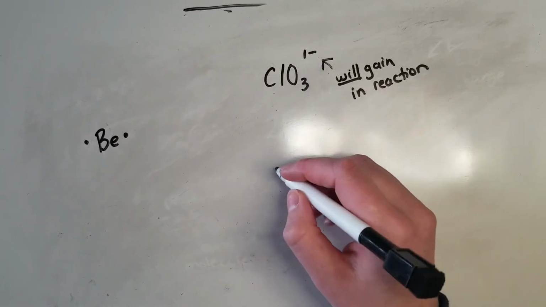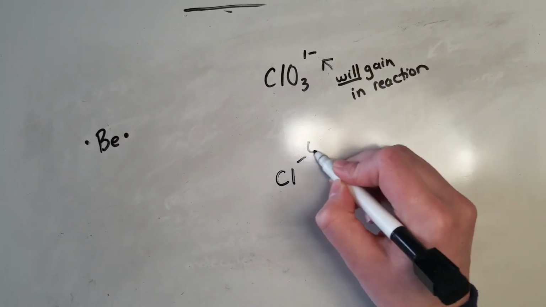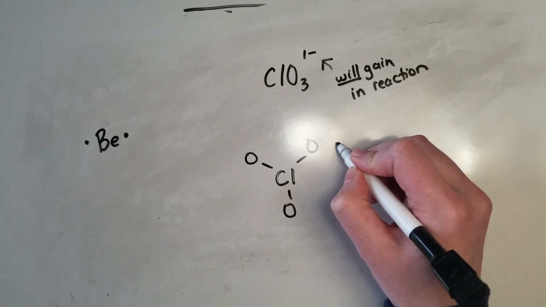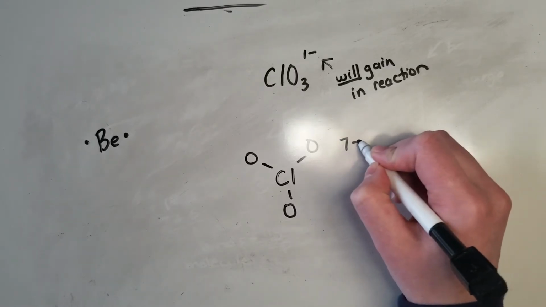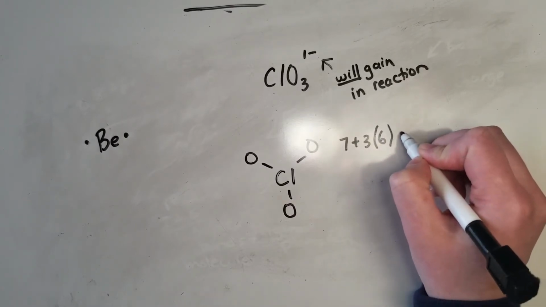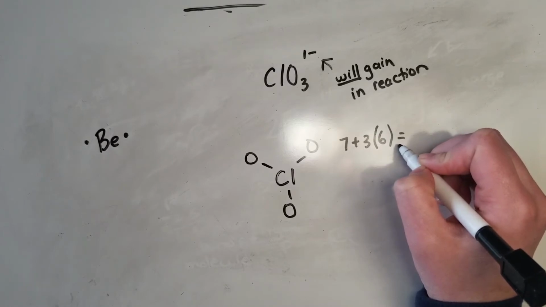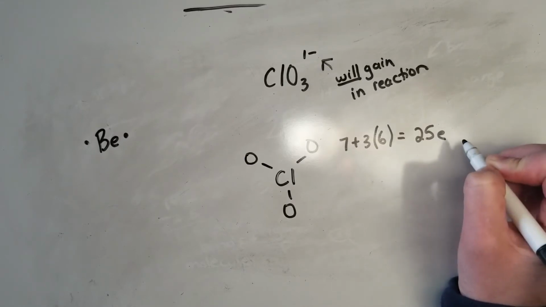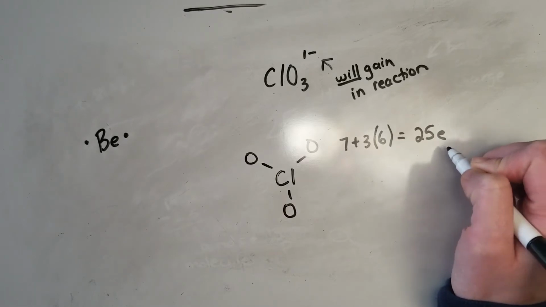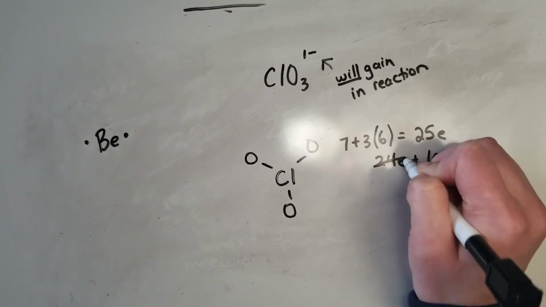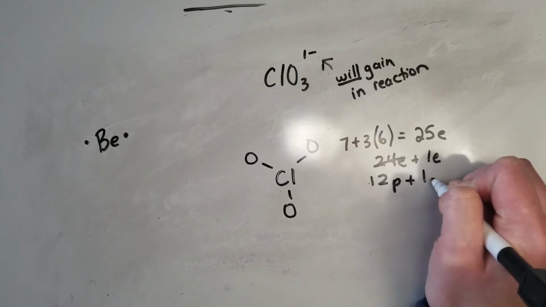So here's how. I'll put the chlorine in the middle, as I always do, with the oxygens on the outside of that. And when I add up those electrons, I've got the 7 electrons from chlorine plus 6 electrons from each of the 3 oxygens. And when I do that, I get 25 electrons. That's an odd number. And so you have to split that up. What it really means is that there's 24 electrons plus 1 electron, which is 12 pairs plus 1 electron.